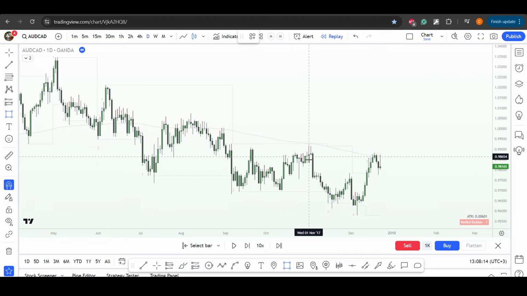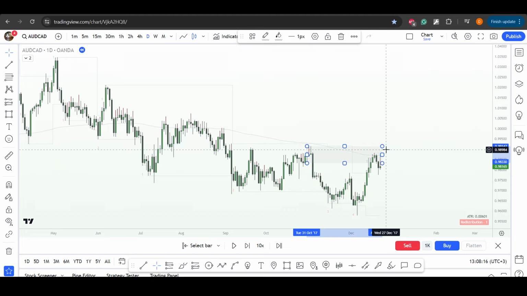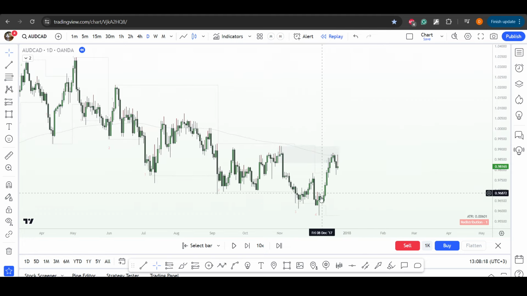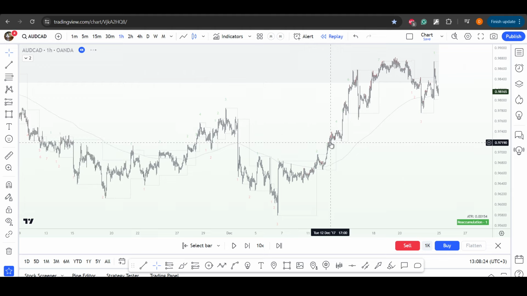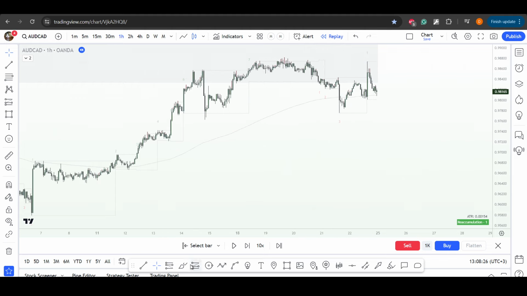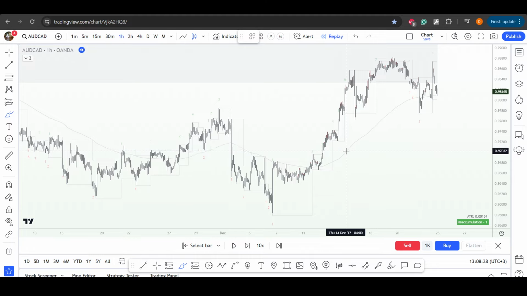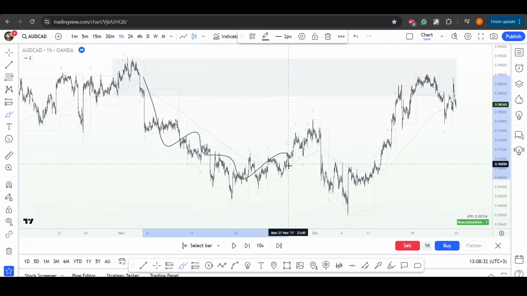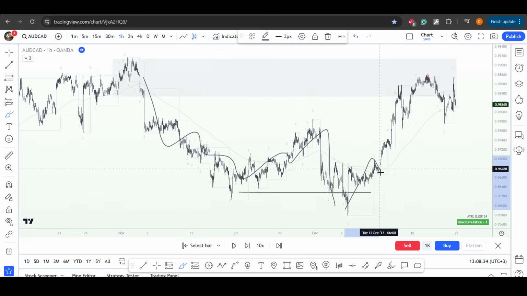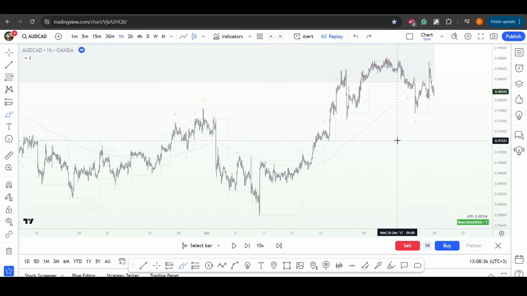So I will follow possible setups on 1 hour to the bearish side, and then if we break this high or just start to go to the upside, I will follow the market. And on 1 hour, on our entry time frame, we see the market that was moving to the downside and then started to move to the upside.